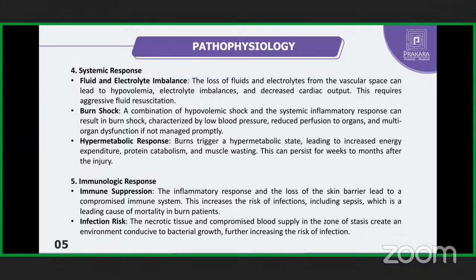Next, systemic response. There will be fluid and electrolyte imbalance. The patient goes into shock. There will be a hypermetabolic response because burns trigger a hypermetabolic state leading to increased energy expenditure, protein catabolism, and muscle wasting. Immunological response, I've said this to you again. Immunologically, there will be release of cytokines. So, what happens due to that? The inflammatory response and the loss of the skin barrier lead to a compromised immune system.